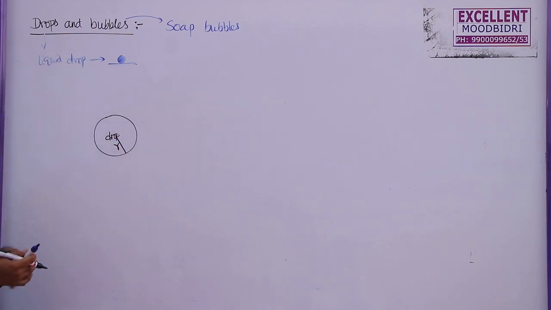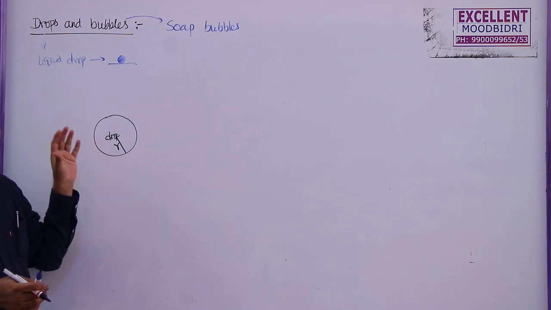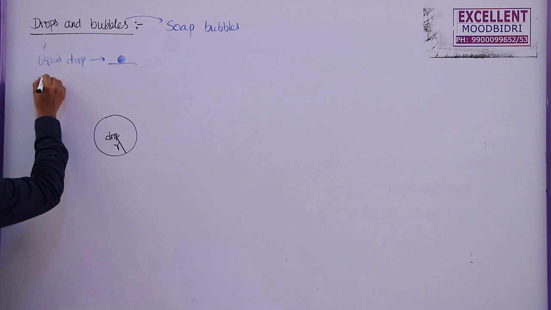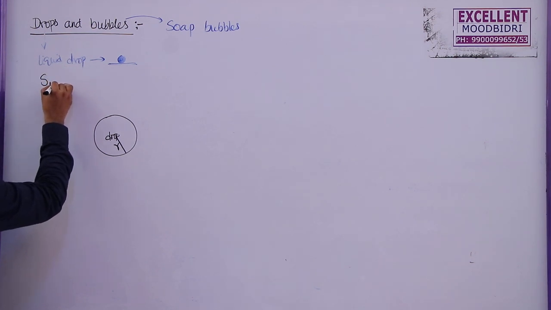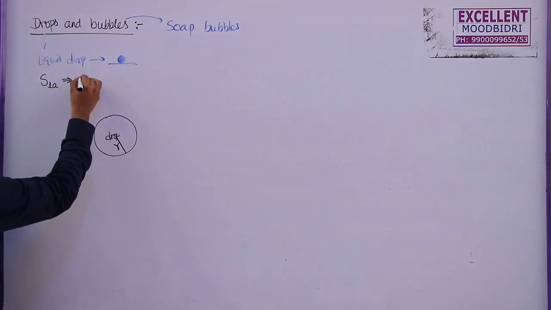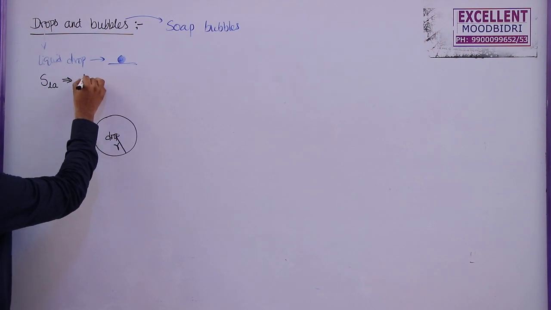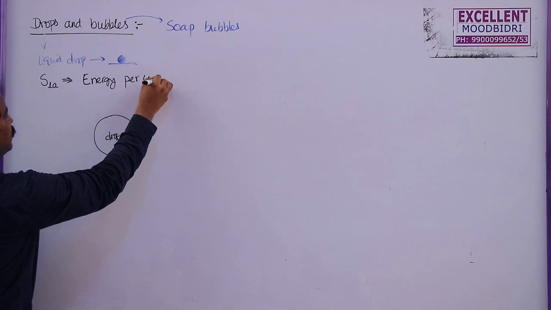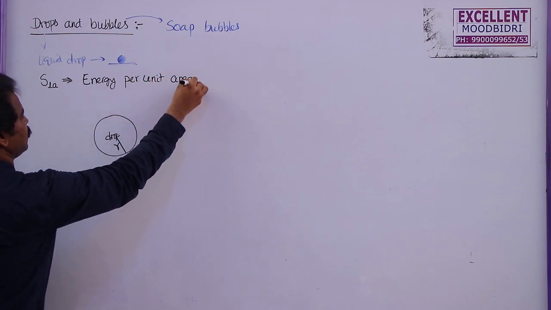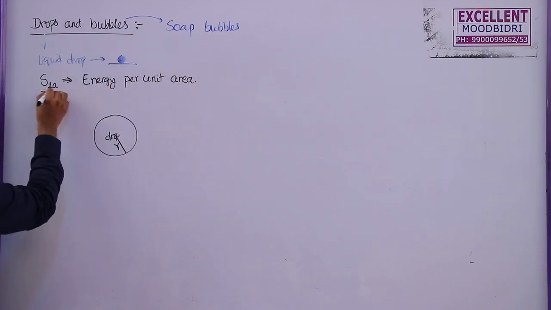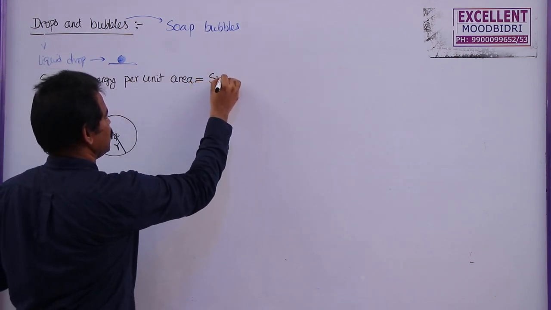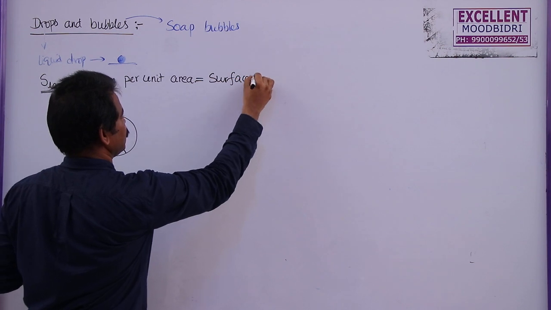We know that every surface will have some energy, every liquid surface will have some energy. That energy per unit area, we call it surface energy or surface tension. This is the energy per unit area. So this is also called surface tension. So this is the surface tension of this liquid.